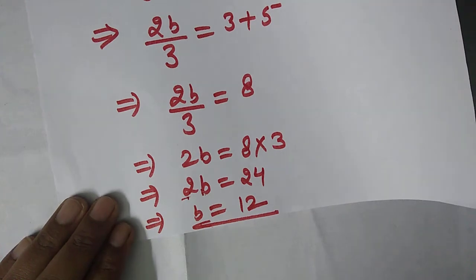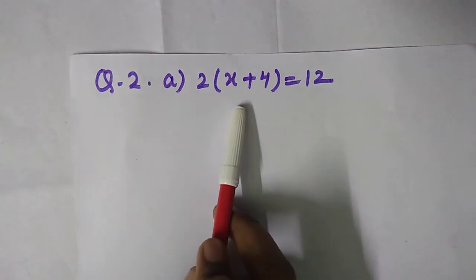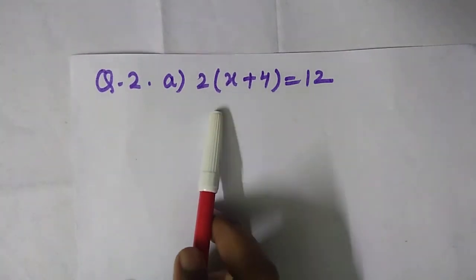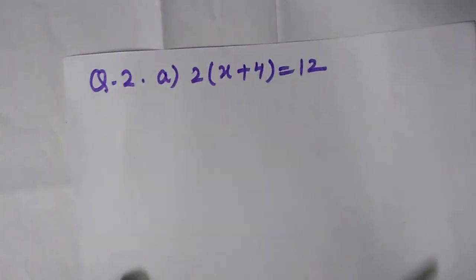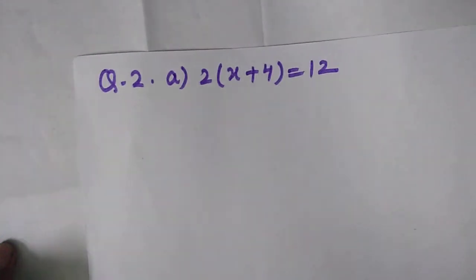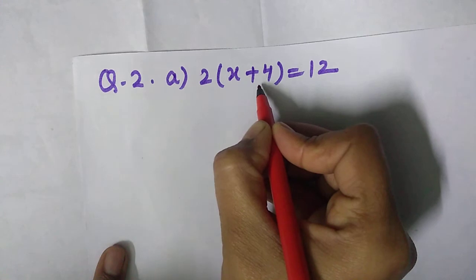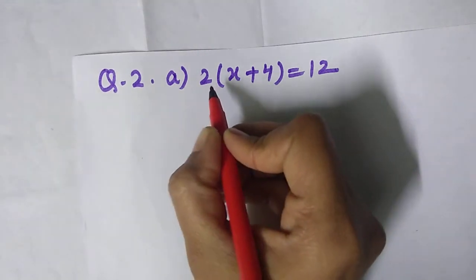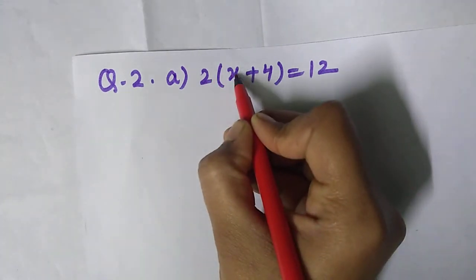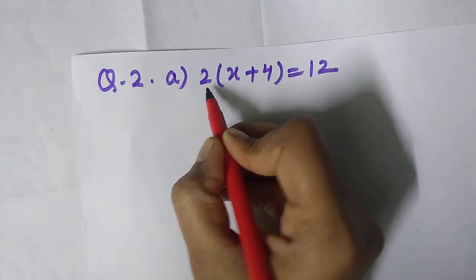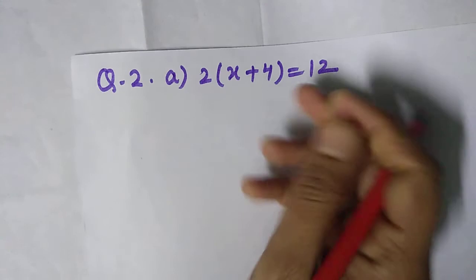Now come to question number 2. Question number 2 is solve the following equations. Some equations are given, and you need to find the value of the variable. So here you need to find the value of x. This is a different type of equation. This 2 is given outside the bracket. It means whenever you solve this, 2 is first multiplied with this x, and then this 2 should be multiplied with 4, because here you are applying distributive law.